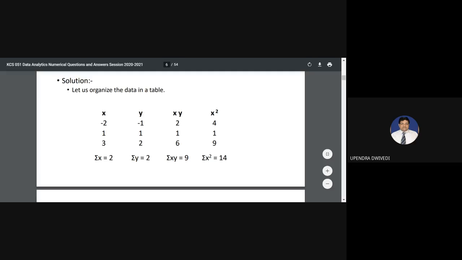Then we'll take the summation of each value. -2 plus 1 plus 3 is equal to 2. -1 plus 1 plus 2 is equal to 2. 2 plus 1 plus 6 is equal to 9. 4 plus 1 plus 9 is equal to 14. So we have the x and y values, which are given. Based on that, we have calculated x square, and then all these values. Here we have the summation of x, summation of y, summation of xy, and summation of x square.